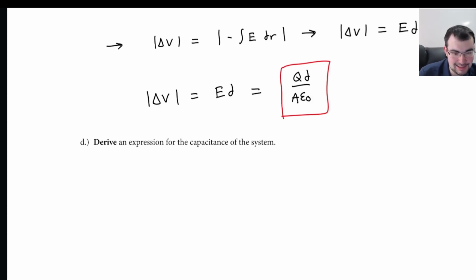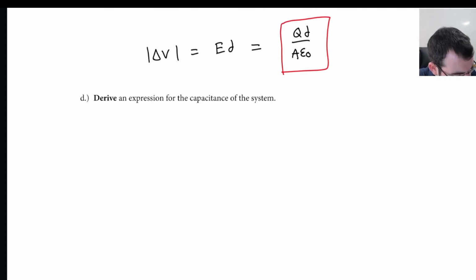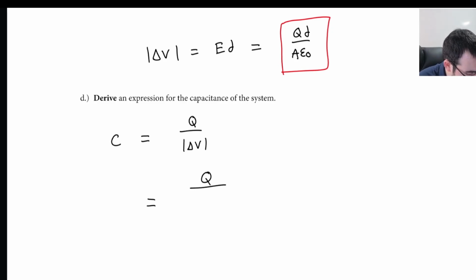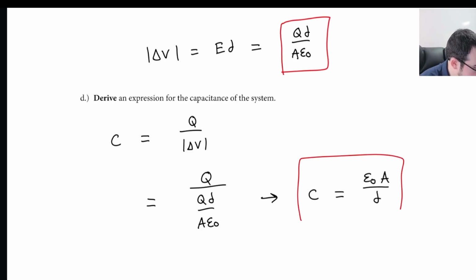Derive an expression for the capacitance of the system. We know the drill by now. Capacitance is the amount of charge you can store per unit of potential difference. Q is Q, and delta V is QD over A epsilon naught. So this means we get C from two parallel plates, which is a formula sheet equation that's used all the time. We see we get an epsilon naught on top, we get an A on top, and the D stays on bottom, and Q, of course, cancels. So those are our three cases of capacitance that we need to know how to derive. So we had the sphere, we had the cylinder, and we had the parallel plate.